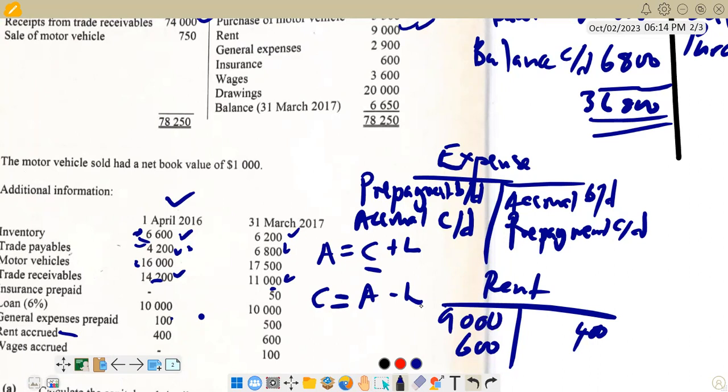And the figure that is supposed to go to the income statement, the profit and loss, the double entry is that we debit profit and loss. Remember, all expenses are debited in the profit and loss, and then we credit the rent account. So it's supposed to be here on the credit side. To find it here as a balancing figure, we're just going to say 9,000 plus 600 minus 400. That's what we are going to do in the income statement to find that figure.